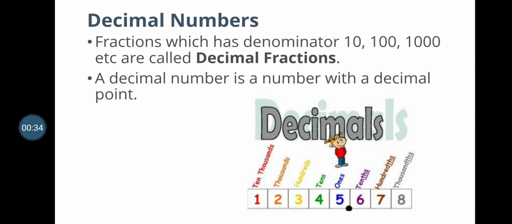So here you can see the point is next to 5. That's called the decimal point, and to the right of the decimal point, that is 6, 7, 8, are the decimal part of a number, and the left side of the decimal point is the whole number. After the decimal point, whatever number you have, it is divided by 10. So 6 is divided by 10, 7 is divided by 100, and 8 by 1000. So it goes like that. That's the decimal number.